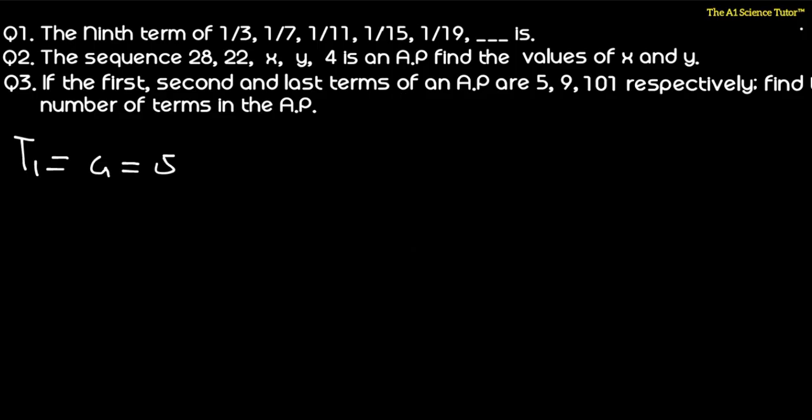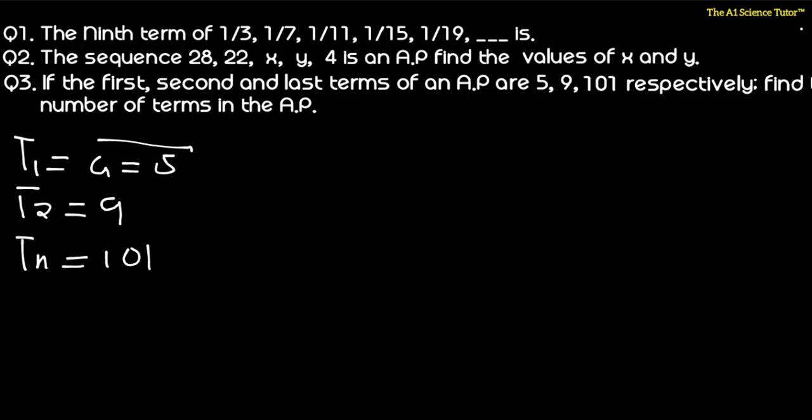Then we have T2. So in this case, we have T2 to be 9. And the last term, we do not actually know the position where the last term is. So we're just going to designate that as n. Let me rewrite that. So this is going to be 101, right? Now, we need to find the number of terms of the AP. That means we need to find the value of n.